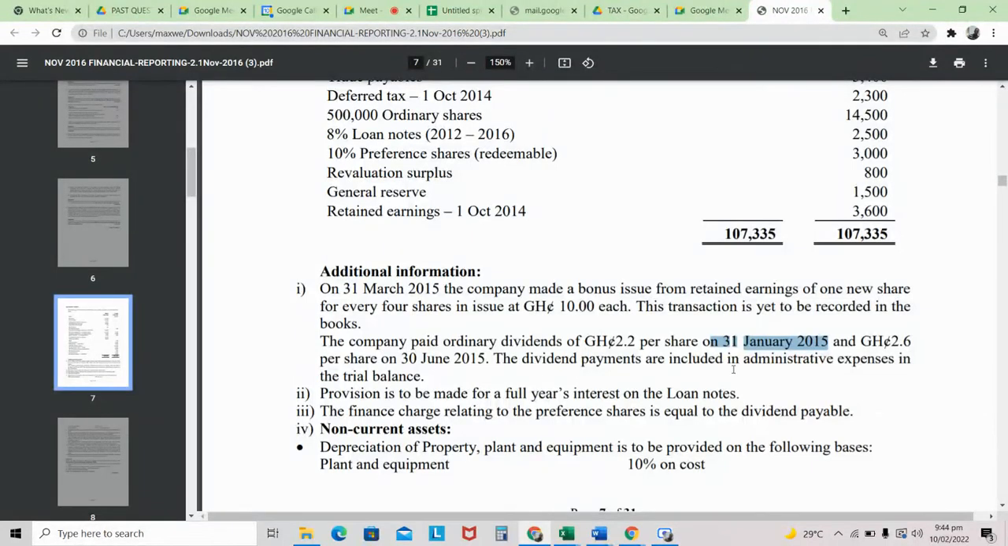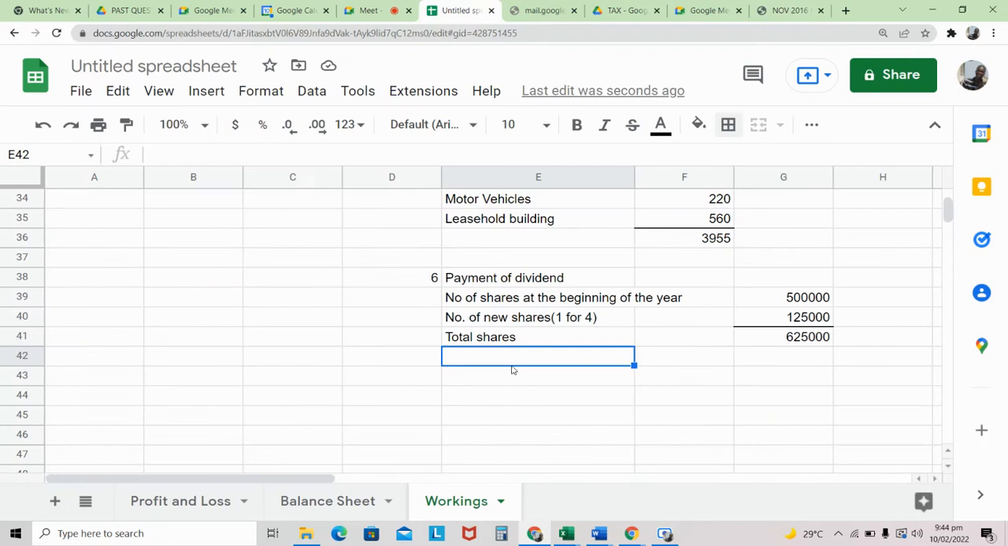I think it's 500,000 shares. Yeah, very good. So it's 500,000 shares. So that means the dividend paid at that date will be on the 500,000. That's the number of shares at that time.